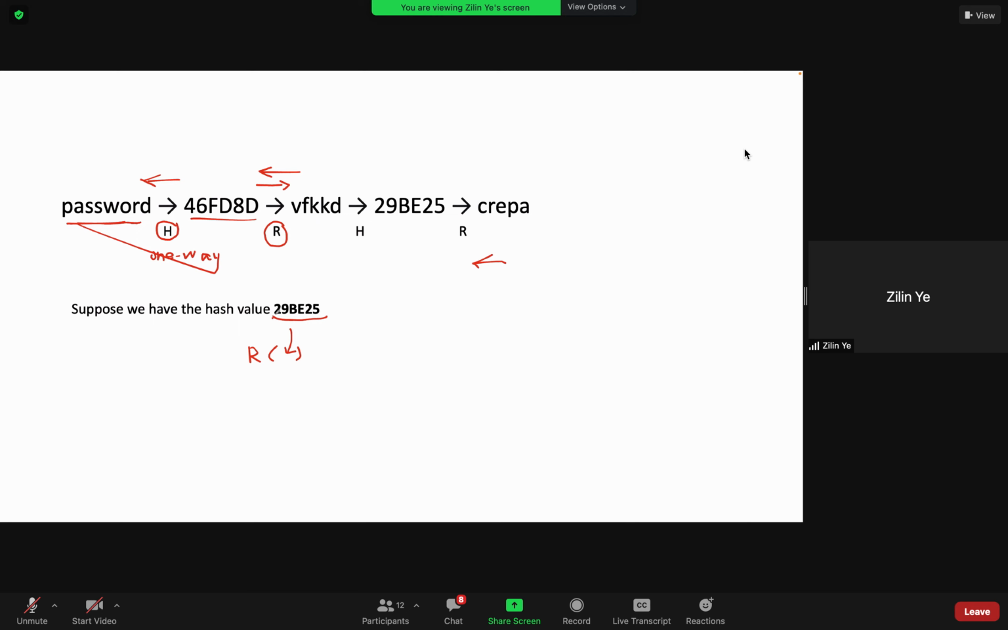So now we know why we want to reduce it. The first thing is, I have a hash value, and I'm just going to reduce it. So what is the result of the reduce function? I know exactly what the rule of this reduce function is, so the result would be crippa, right?